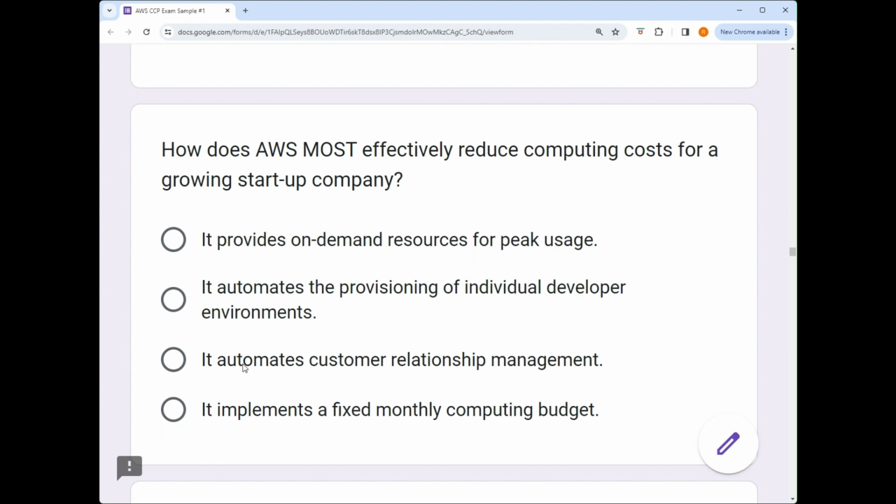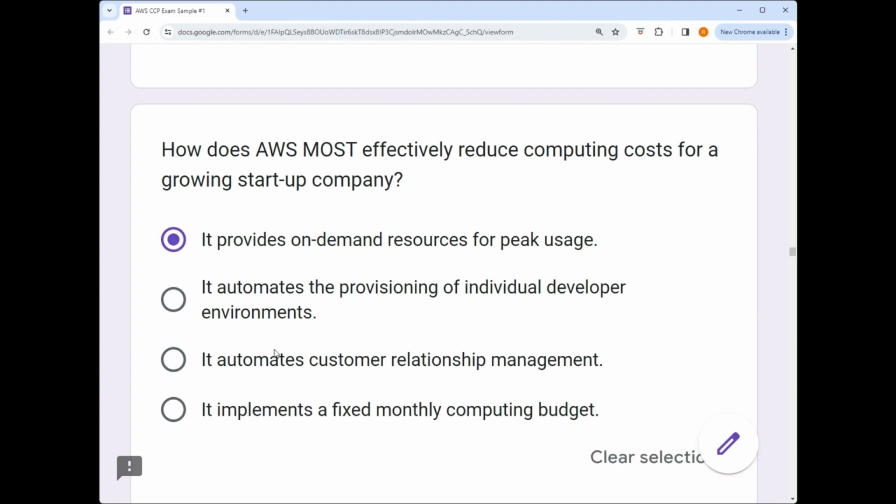How does AWS most effectively reduce computing costs for a growing startup company? It provides on-demand resources for peak usage. It automates the provisioning of individual developer environments. It automates customer relationship management. It implements a fixed monthly computing budget. Correct answer. It provides on-demand resources for peak usage.